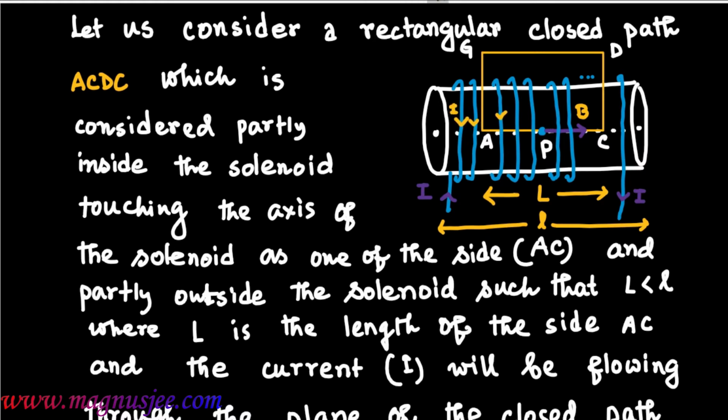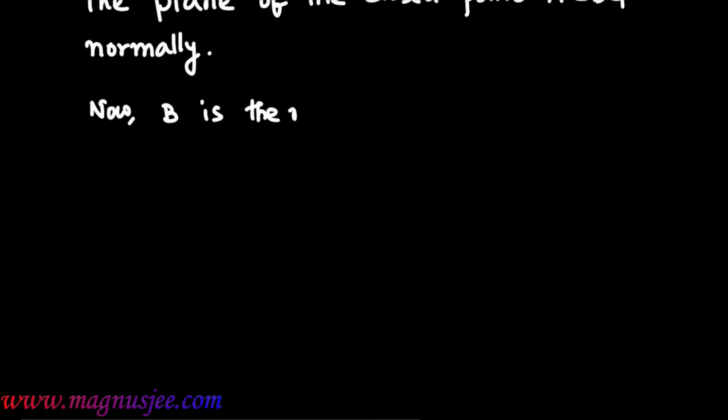And here we can denote the direction of current. Current I will be flowing downwards through the turn, and in this case we can denote the direction of current at the highest point of the solenoid, and this current will be acting outwards, and it will be passing through the plane of the rectangular closed path normally. This current I will be passing through the closed path normally.